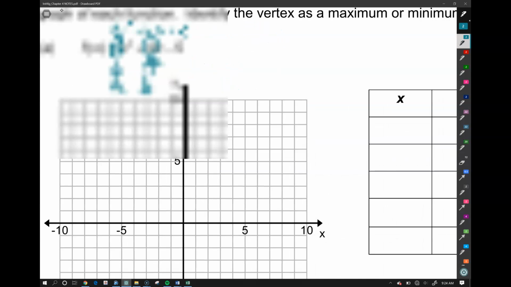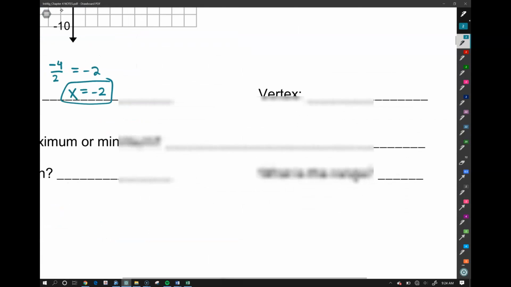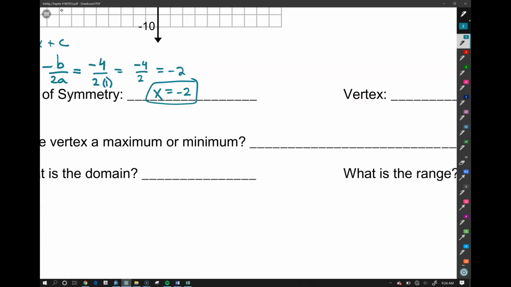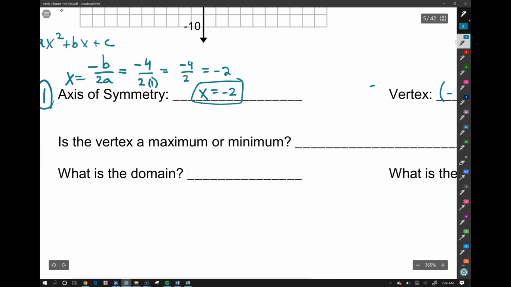The next thing we must do is find the vertex. How do I find the vertex now that I know the axis of symmetry? To find the vertex, at the top it says the x coordinate is negative b over 2a. So we already have the x coordinate of my vertex. It's negative 2. So the first thing we did was the axis of symmetry. Now we're finding the vertex. To find the y value of my vertex, I have to take the x value and plug it back into my equation. So I take negative 2, plug it back into the equation at the top.